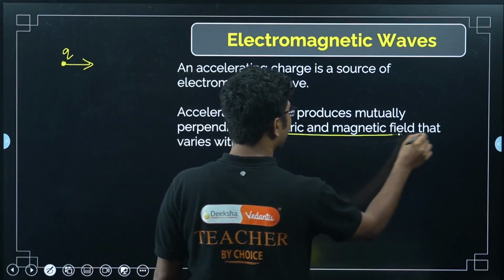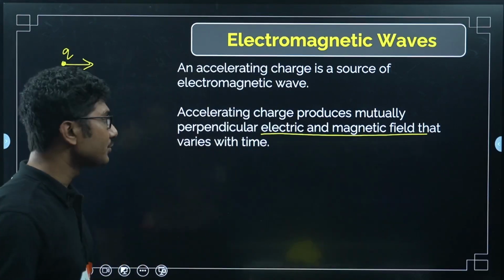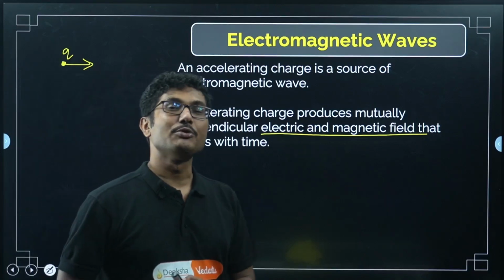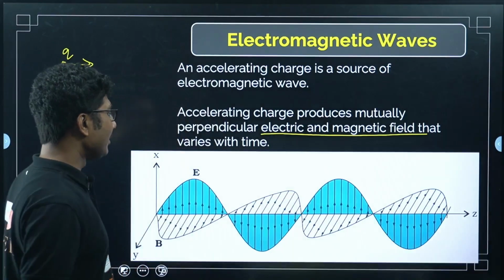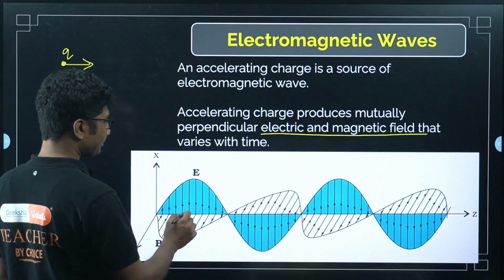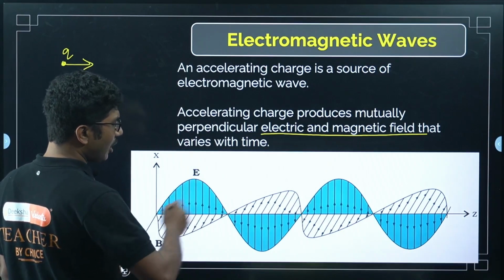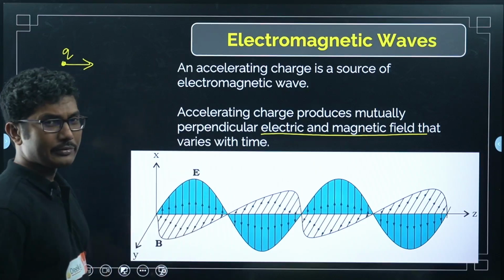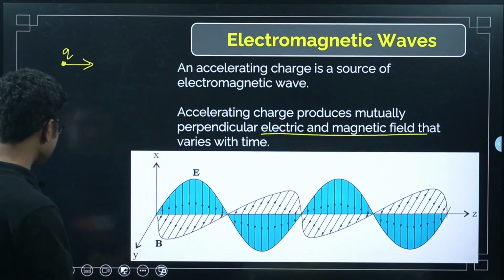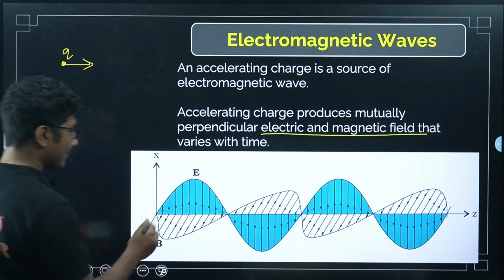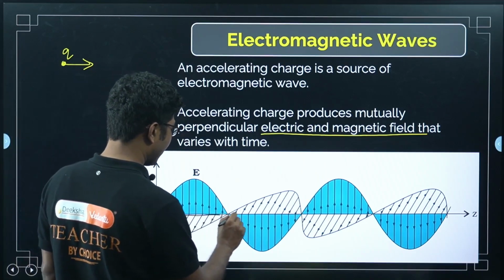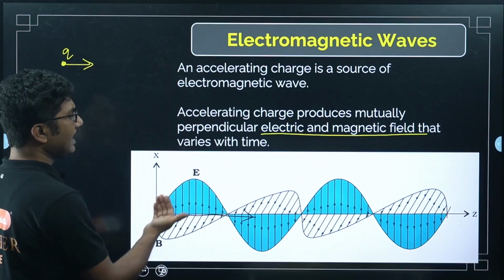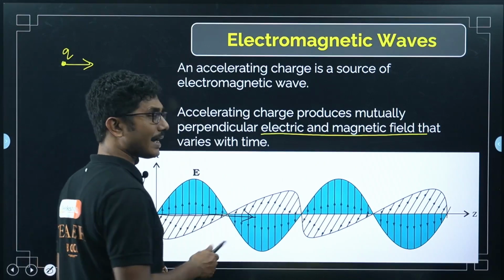This is also important. They not only produce electric and magnetic fields, these electric and magnetic fields are actually mutually perpendicular. And if you see, this is the electric field, this is the magnetic field. So there is a charge in motion, and when there are mutually perpendicular electric and magnetic fields, there is an electromagnetic wave. Now the electromagnetic wave will be propagated in this direction. The electromagnetic wave direction is E cross B.